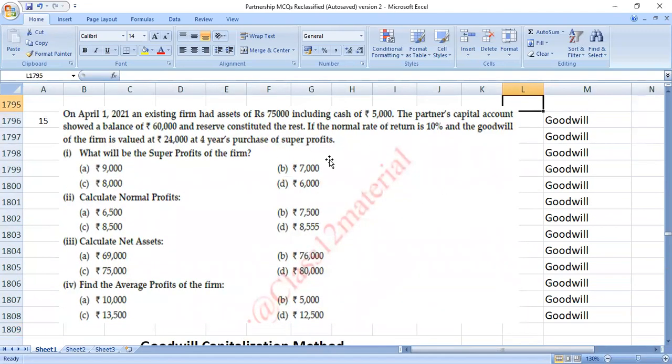On 1st April 2021, an existing firm had assets of 75,000, including cash of 5,000. The partners' capital account showed a balance of 60,000. Reserve constituted the rest. Normal rate of return 10%. Goodwill of the firm valued at 24,000, 4 years purchase of super profit. What is the super profit? Goodwill is equal to super profit into number of years of purchase. In this case, 4. 24,000 divided by 4 is super profit. So 6,000.